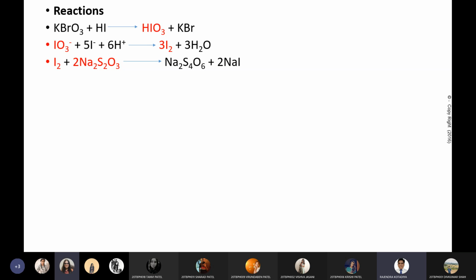Sir, 1 mole of KBrO3 will react with 2 moles of Na2S2O3. Okay, 1 mole of KBrO3 will react with 2 moles of Na2S2O3. Okay. Anything else? Does anyone want to give any other input? Just look at these three reactions.